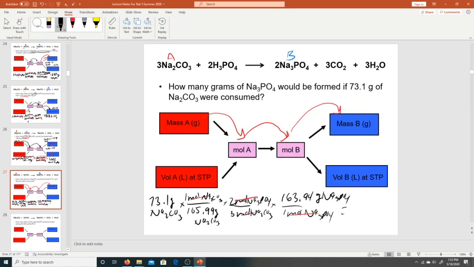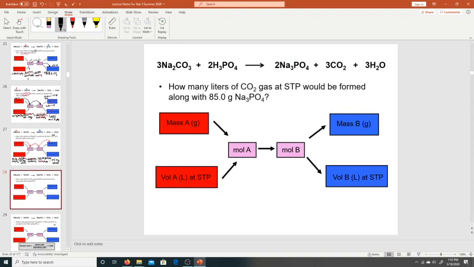Alright, so 73.1 divided by 105.99 times 2, divided by 3, times 163.94. That gives us 75.4, 3 sig figs, 75.4 grams Na3PO4. And that's how we do that one.